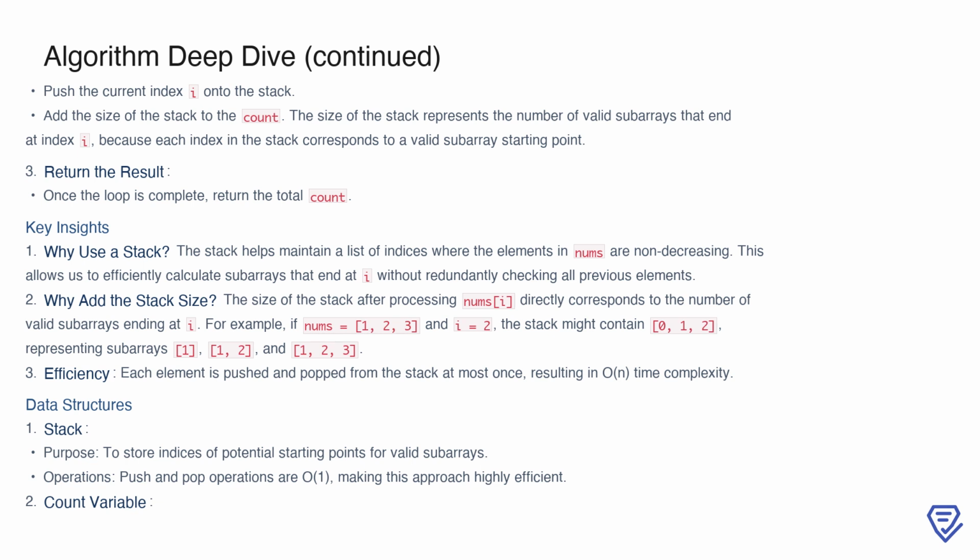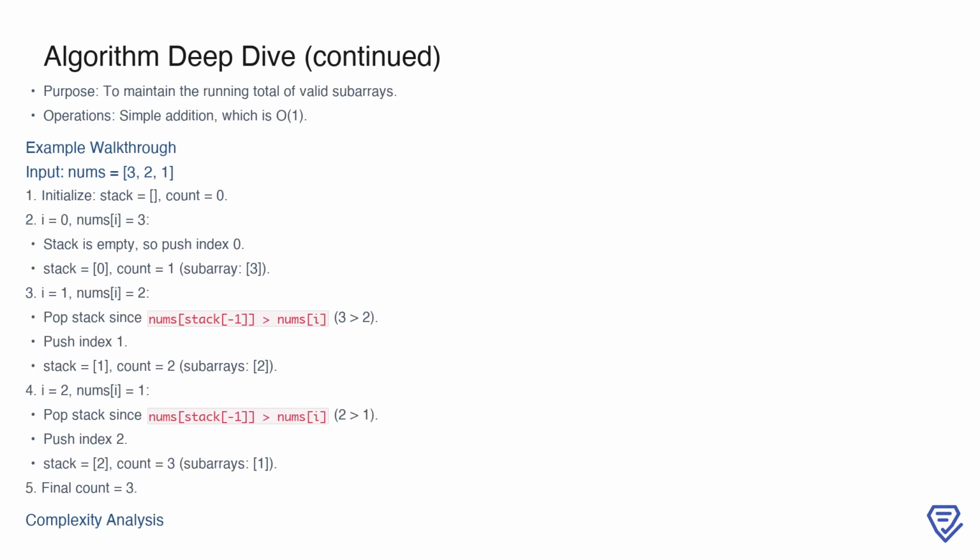The stack's role here is crucial. It ensures that we efficiently track indices of potential starting points while maintaining the non-decreasing order required for valid subarrays. By adding the stack size at each step, we capture all valid subarrays ending at the current position without redundant computations. To better understand this, let's walk through an example with nums equals 3, 2, 1.